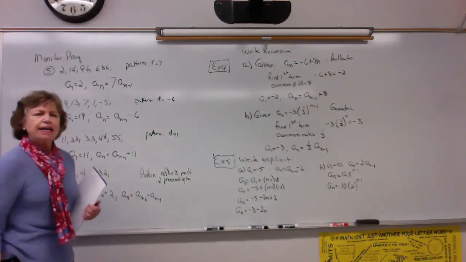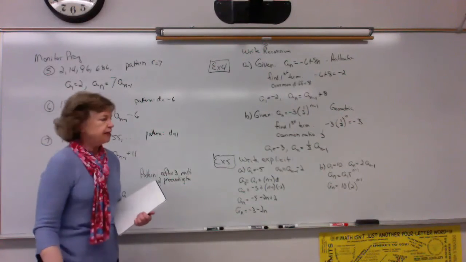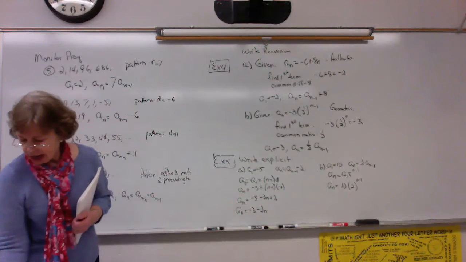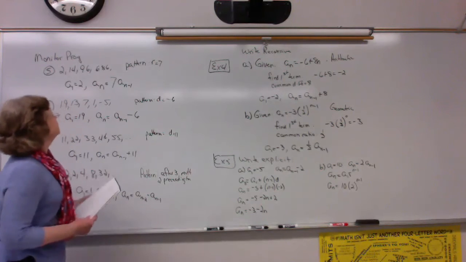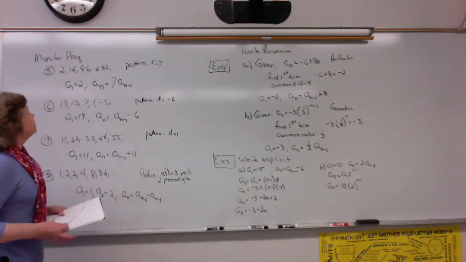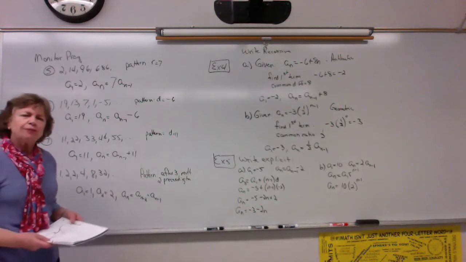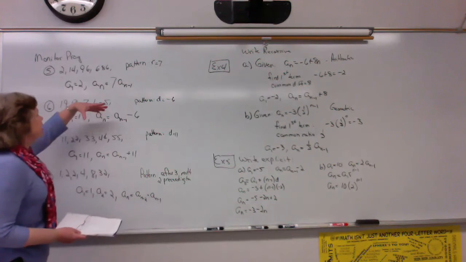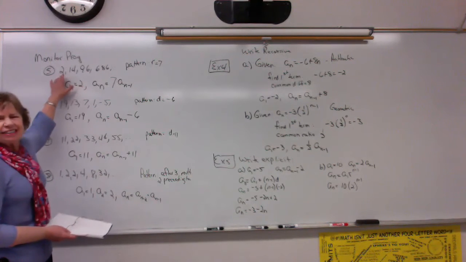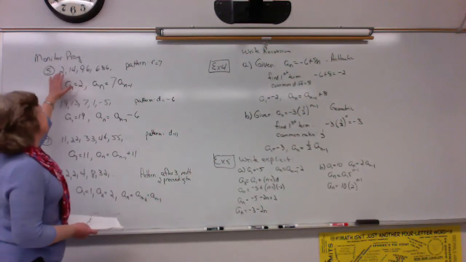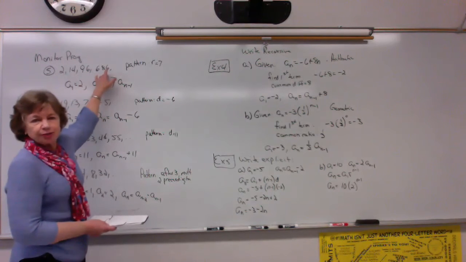Okay, if you've looked at monitoring progress and tried to do that, these are the ones at the bottom of page 443. Your job is to write the pattern, and so the first job is to find the pattern. This one is geometric, so it's pretty easy to see. You're just multiplying each term by 7.